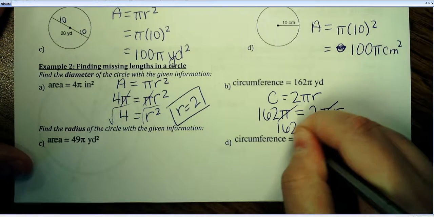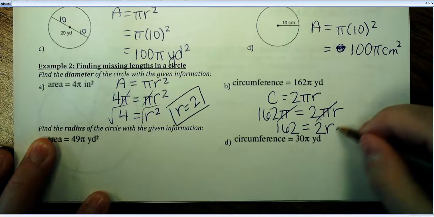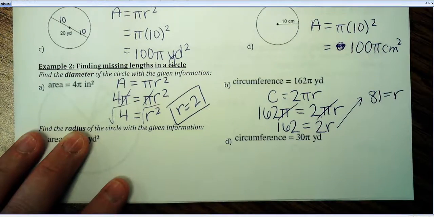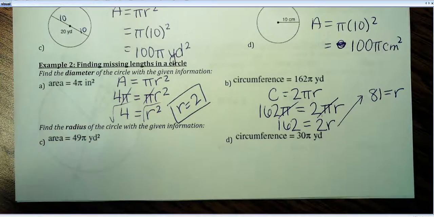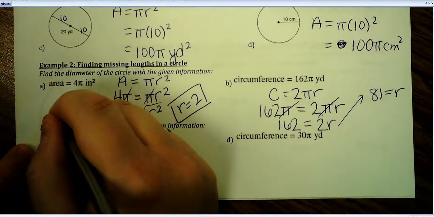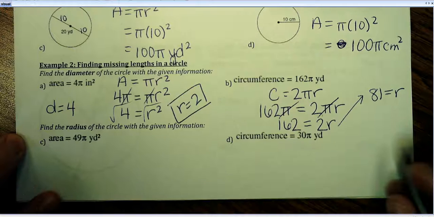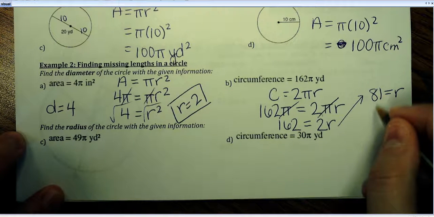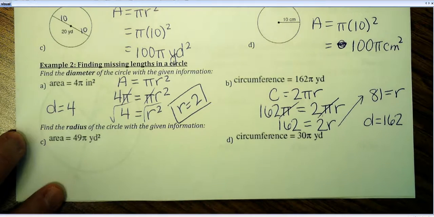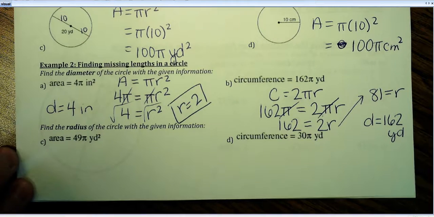So 162 is twice the radius. Divide both sides by 2, and 81 would be the radius. And I just realized on both of these I was supposed to find the diameter, so my apologies. Back here, the diameter is twice the radius, so if the radius is 2, the diameter is 4. Over here, if the radius is 81, then the diameter, we would multiply that by 2, would be 162. This one is in inches, this one is in yards.